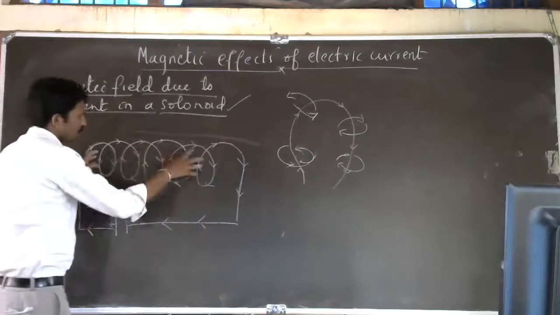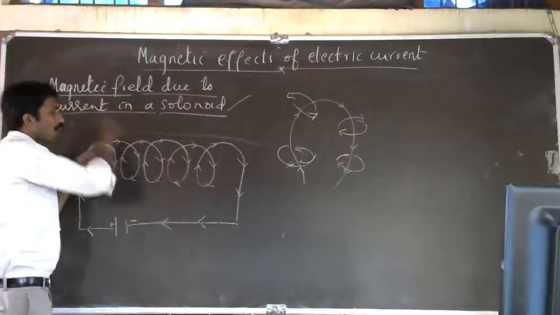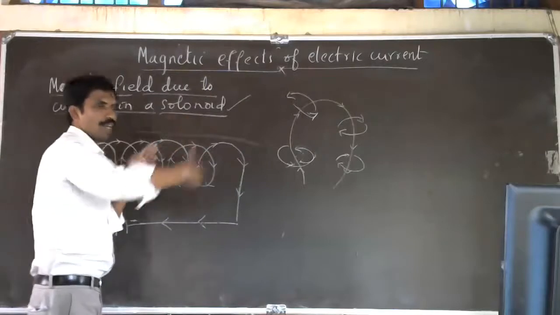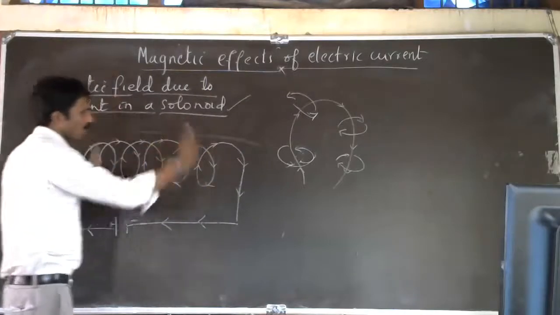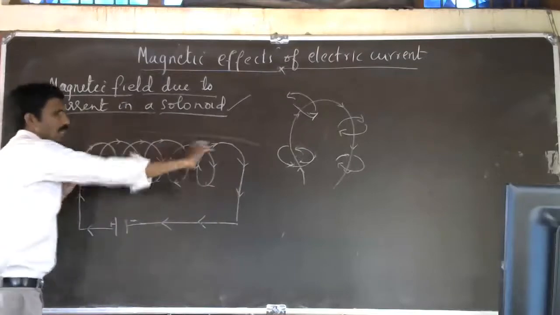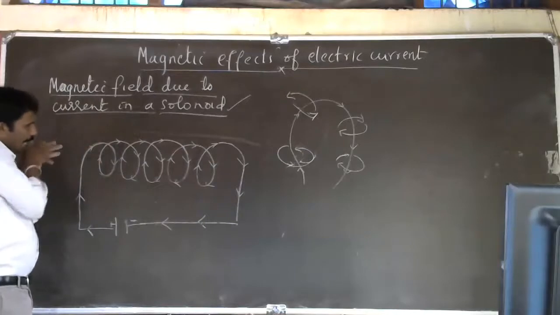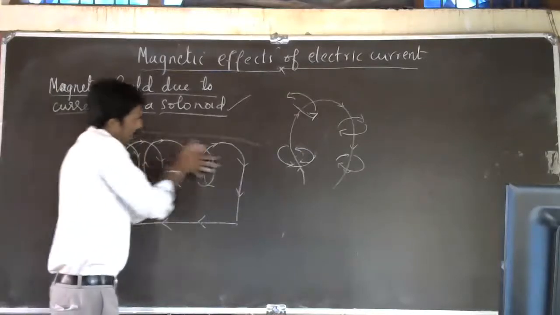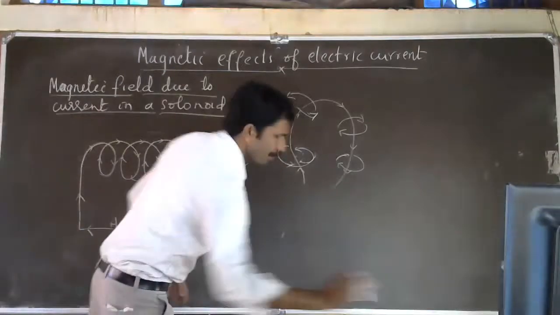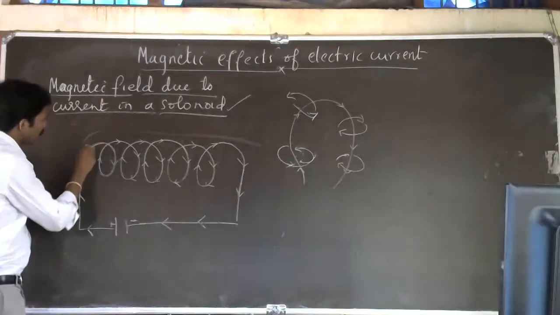All such rings, now, there are more number of turns in a solenoid. A solenoid is a copper wire which has a number of turns, a number of coils, and that is called a solenoid. So when a solenoid is prepared, it becomes a hollow tube-like structure. So see, all the magnetic lines appear to enter the hollow tube like this. Understood?